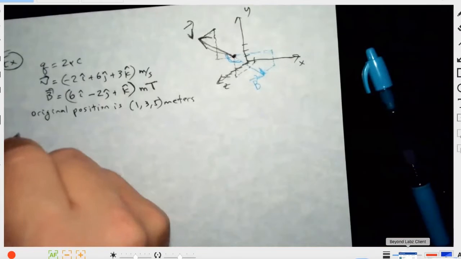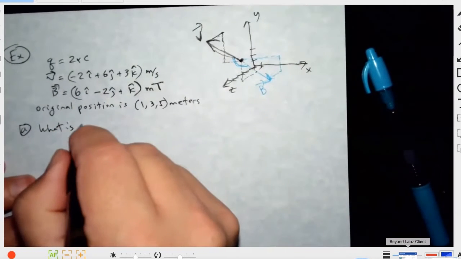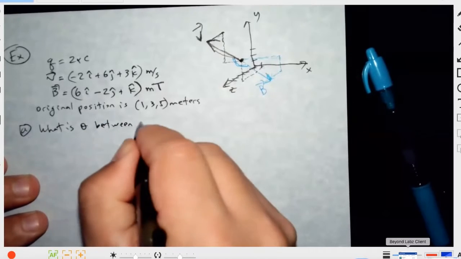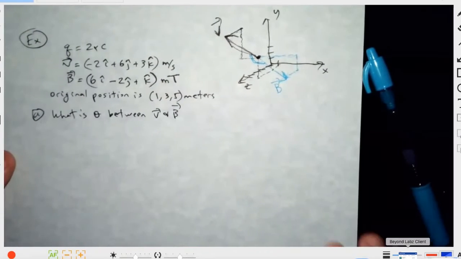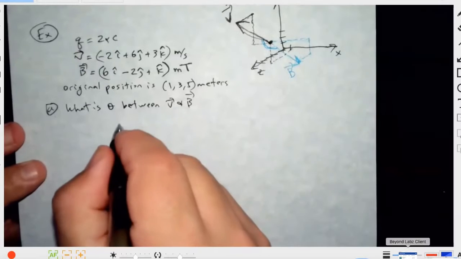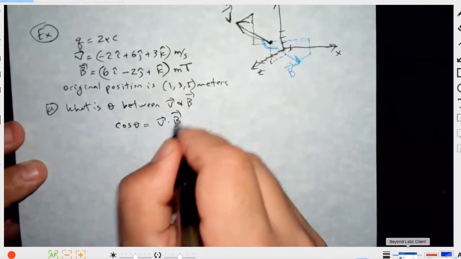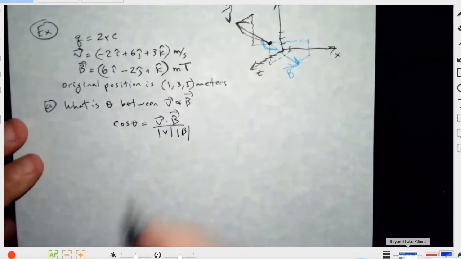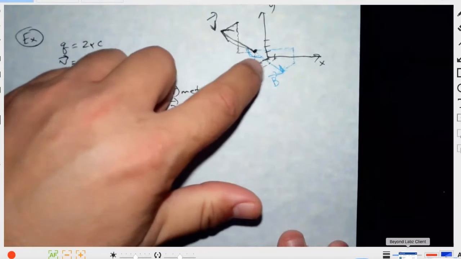So we could say, what is the angle between V and B? To do that, you do the dot product. Cosine theta is V dotted into B over magnitude V, magnitude B. So the dot product is the quickest way to find the angle. It looks like it's probably an obtuse angle, greater than 90.